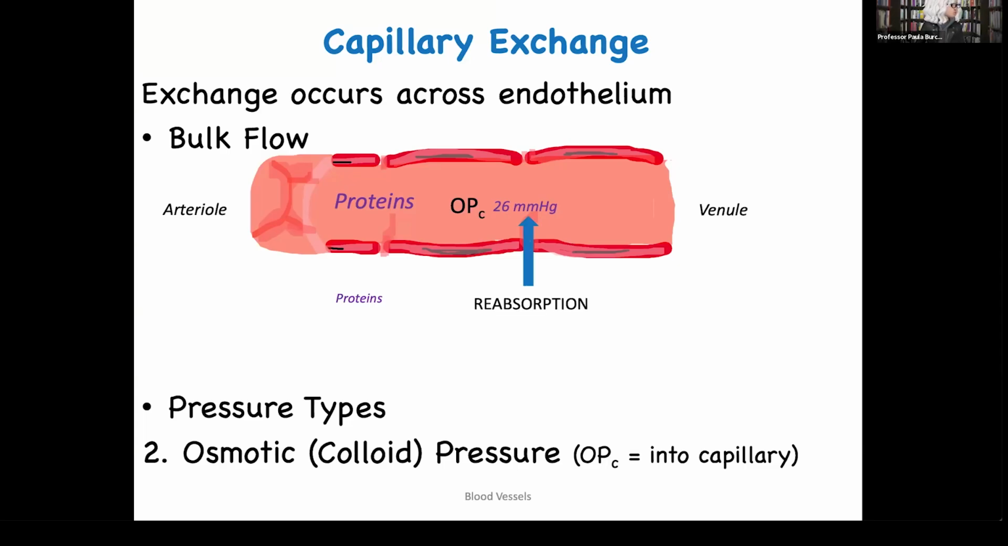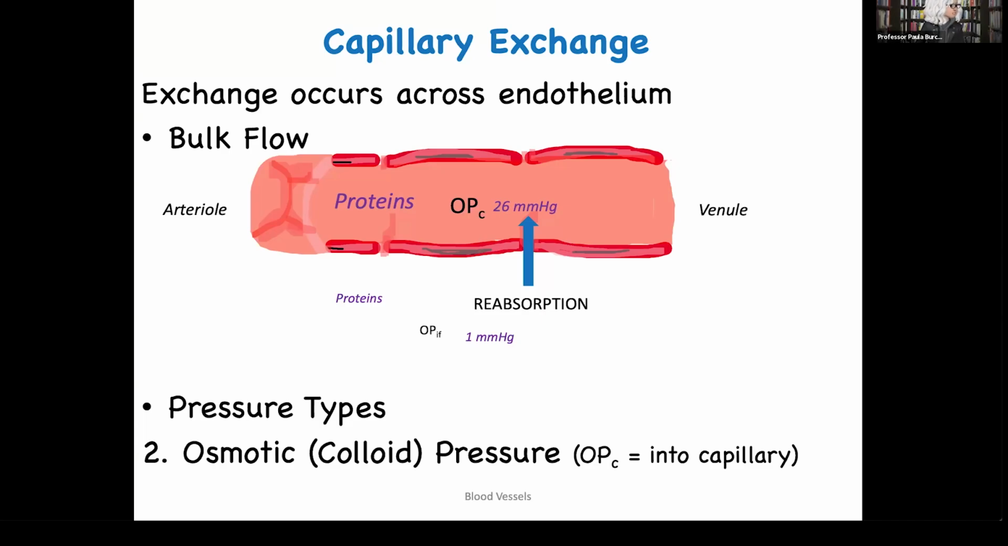And it will draw water or fluid back into the capillary. We call this reabsorption. So this pressure will pull fluid into the capillary. The second type of osmotic pressure is the osmotic pressure of the interstitial fluid, and that is 1 millimeter of mercury. Since this is such a low pressure, we're going to ignore that pressure.